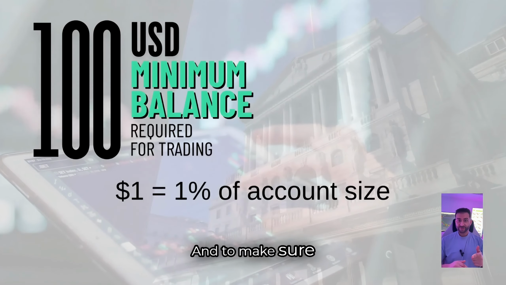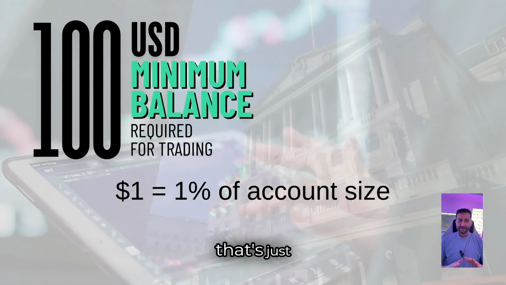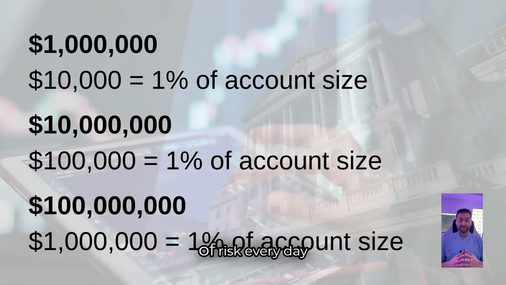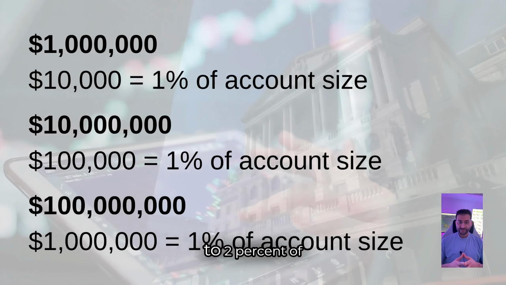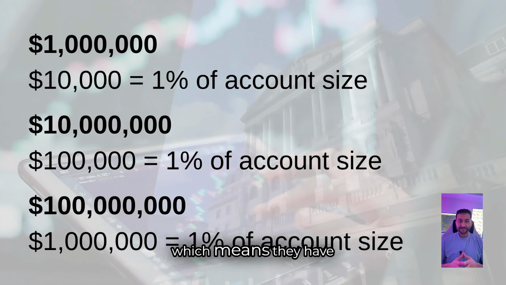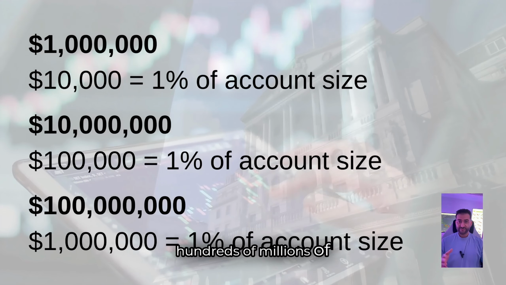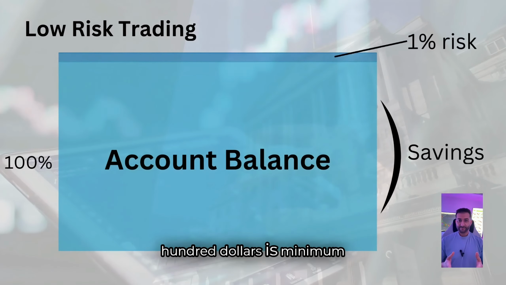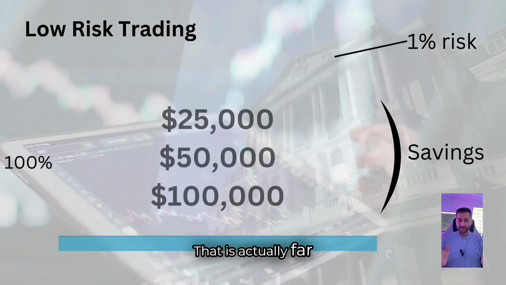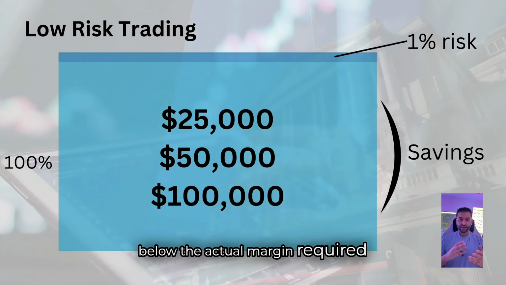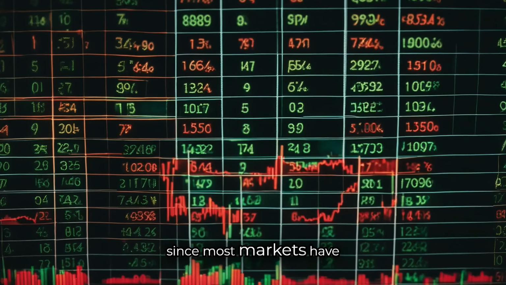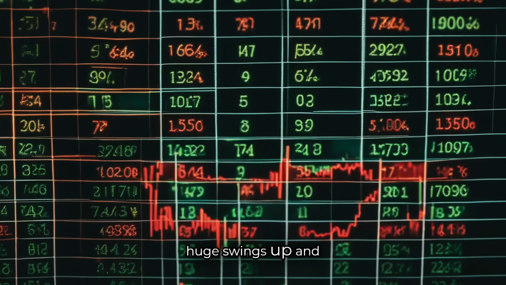And to make sure that in percentage-based terms, that's just 1% of your account. There are people doing millions of dollars worth of risk every day, and that's just 1 to 2% of their account, which means they have hundreds of millions of dollars worth of capital when trading. So even though $100 is minimum, that is actually far below the actual margin required, which would be several thousand at least, since most markets have huge swings up and down daily.